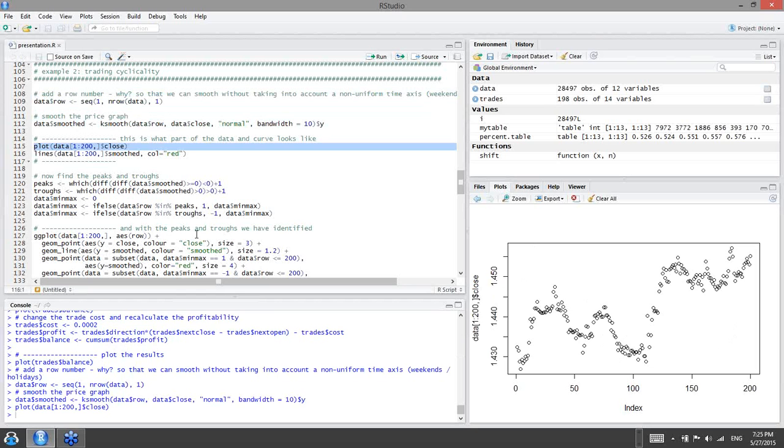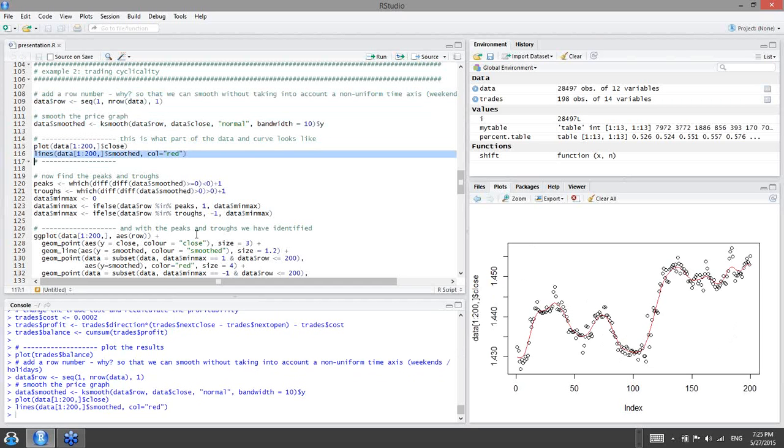kernel regression. I think the default is a Gaussian kernel. I've just taken the first 200 points of price data, and here is the smoothed out curve in red. But obviously that's just the first 200 points, the first 200 hours of trade. This goes over 4 years, so there's a lot of data which won't fit in there. I just wanted to show you how we can smooth it out.